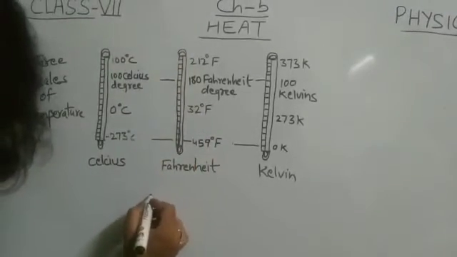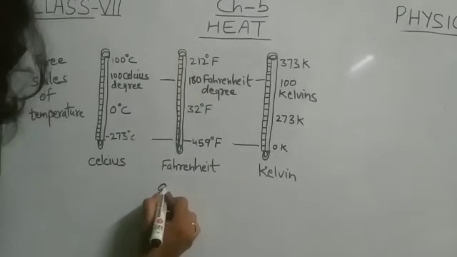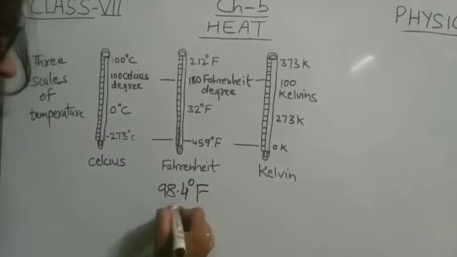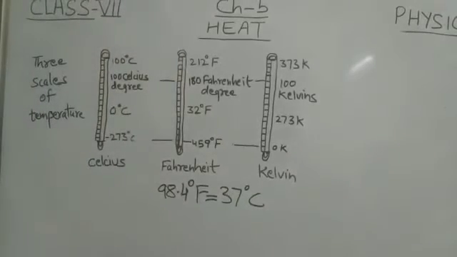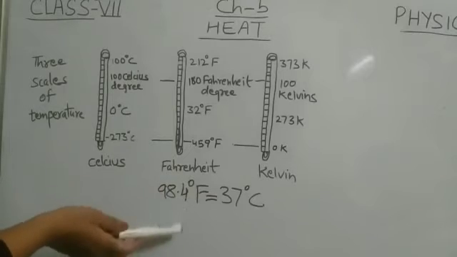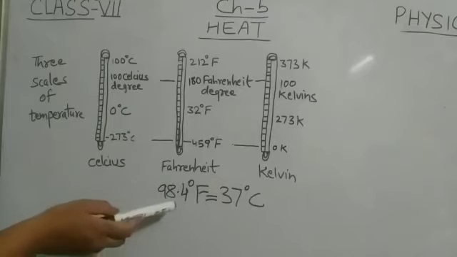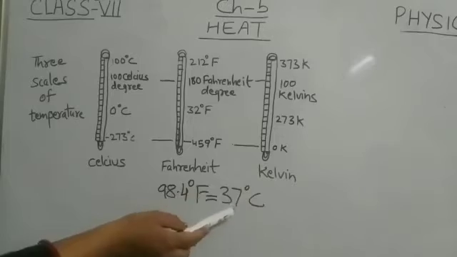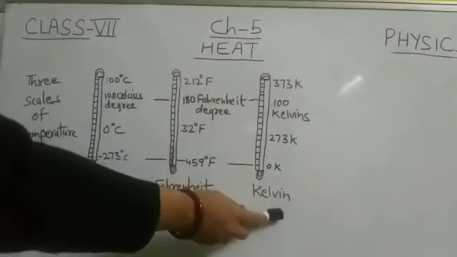Okay, so what I said, normal human body temperature on Fahrenheit scale is 98.4 degree Fahrenheit, and this is equal to 37 degree Celsius. Okay, so if the question comes, what is the normal human body temperature on Fahrenheit scale, then you will give the answer 98.4 degree Fahrenheit, and on Celsius scale it will be 37 degree Celsius. Clear? Now third one is Kelvin scale.